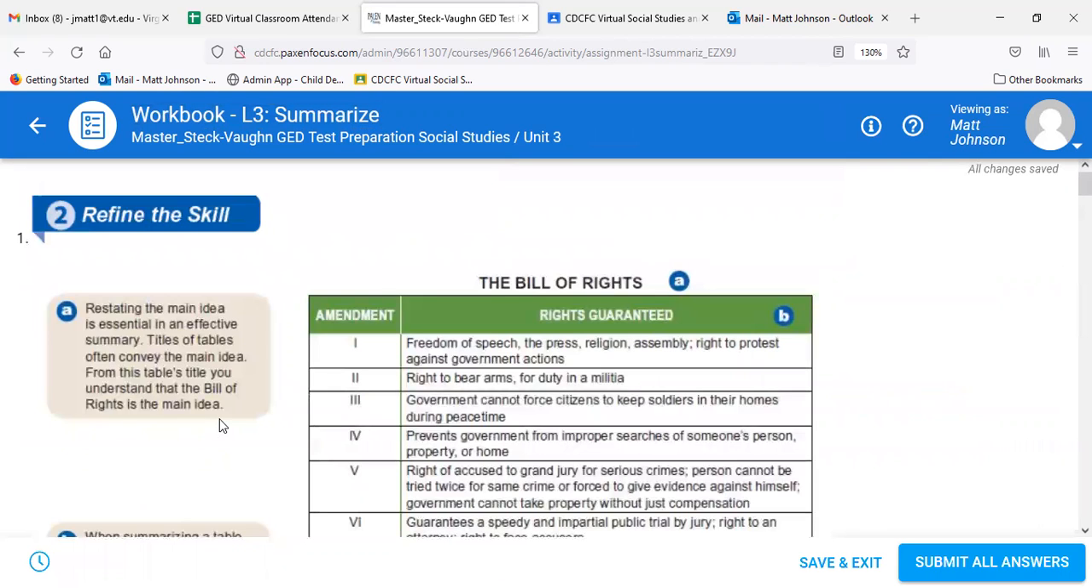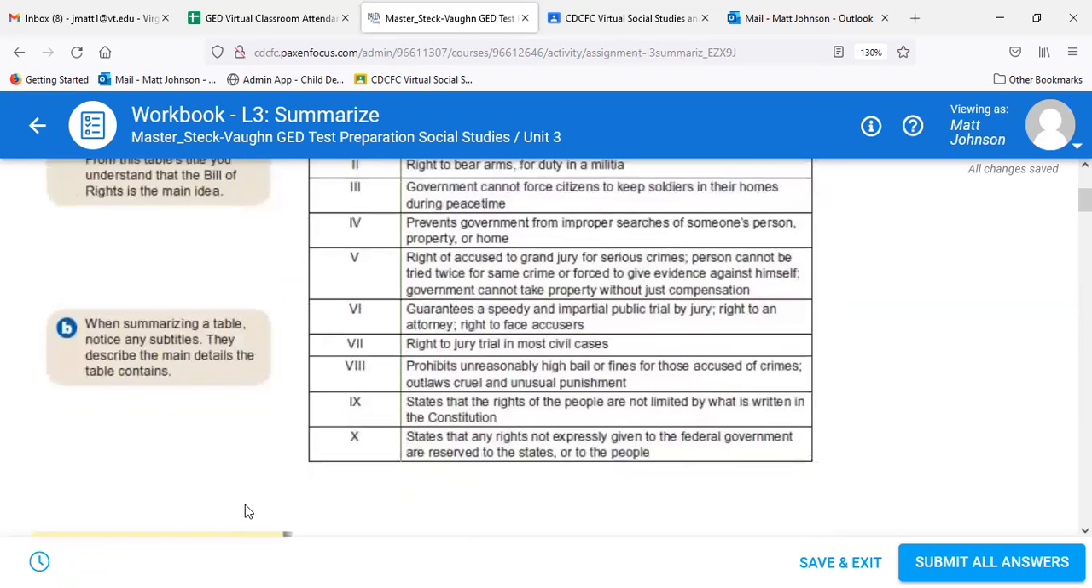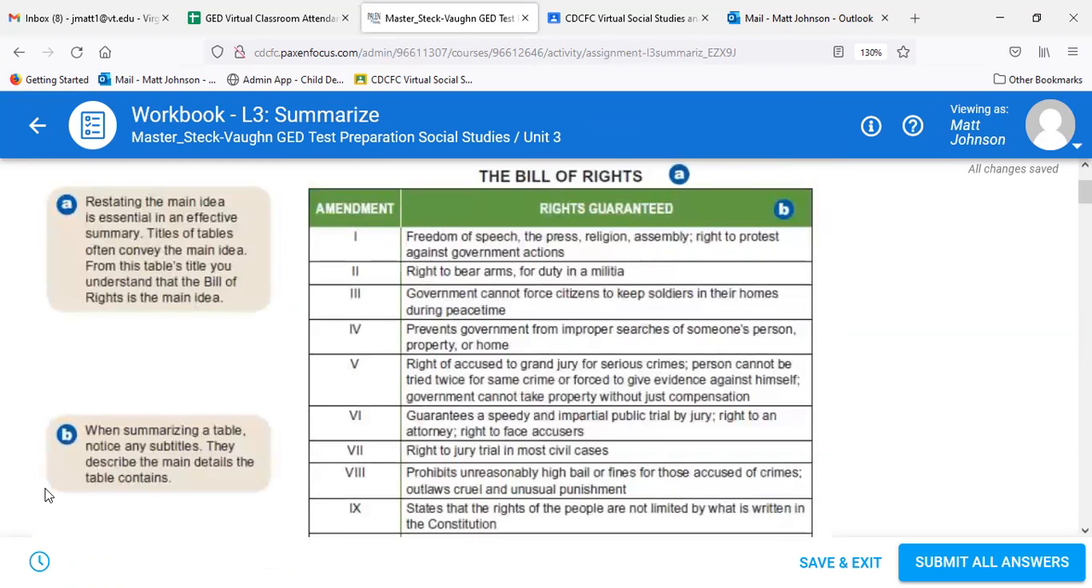Okay, so here we got a table, right? We can also summarize things of this nature. So looking at the Bill of Rights, and this is sort of a summary, right? This is paraphrasing what's in the Bill of Rights. And I did find a Roman numeral chart to put in the Google Classroom for you guys, so you'll be able to find that on there.